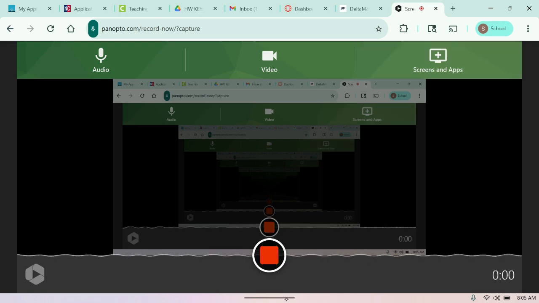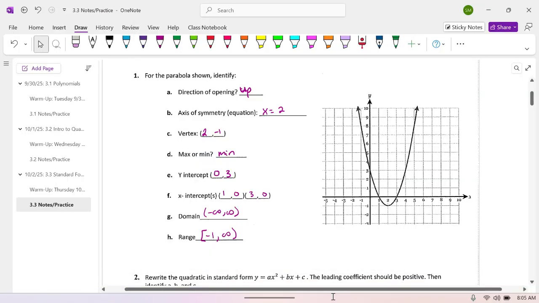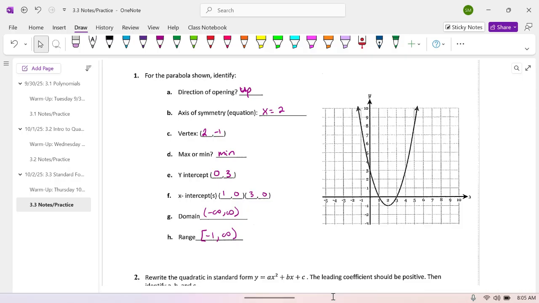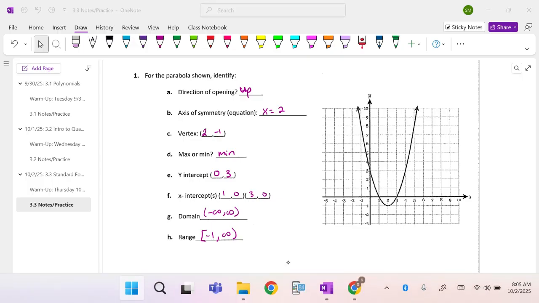Guys had issues with intervals of increase and decrease, so we're going to talk about that. The reason I did this was so I could see where you guys are at with finding key features. Because trust me, those will haunt you all through Math 3 and everything else. Key features are a pain, but you got to know them.